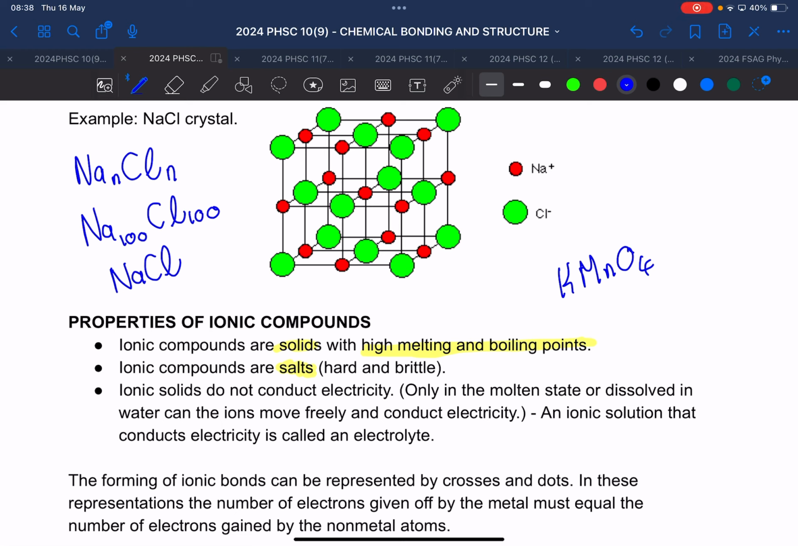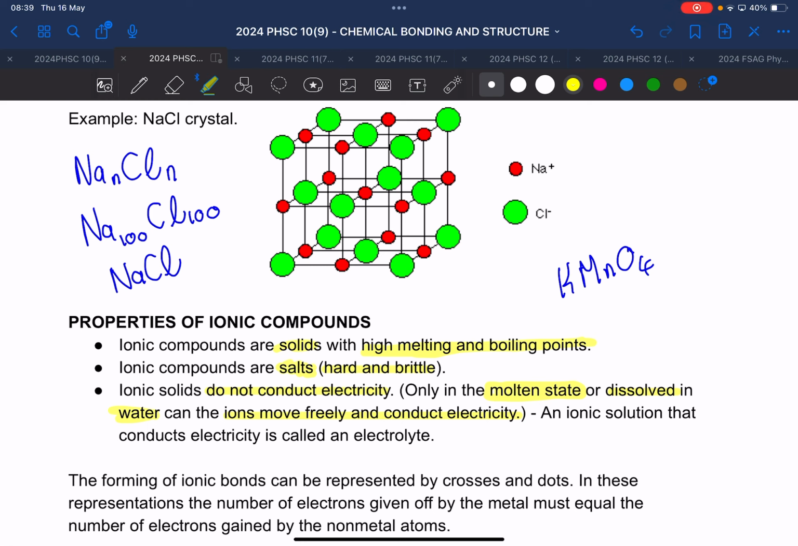Okay, and they are hard and brittle. They also do not conduct electricity, only when they are in their molten state. What does molten state means? Liquid. So yes, when it has been heated to melt, or they are dissolved in water, can our ions move freely and conduct electricity.